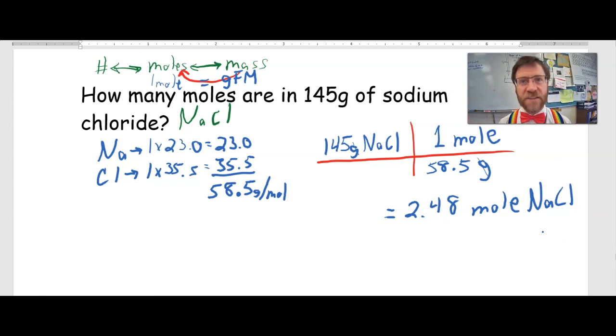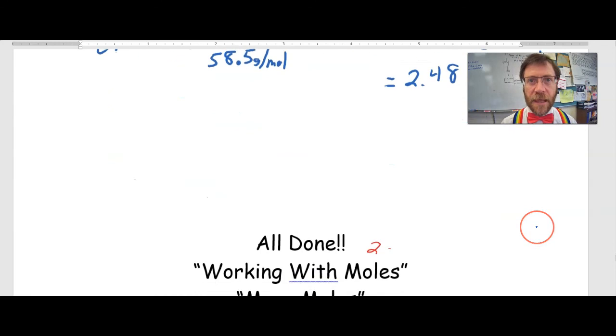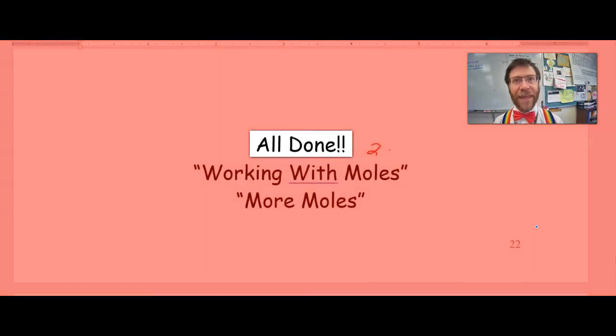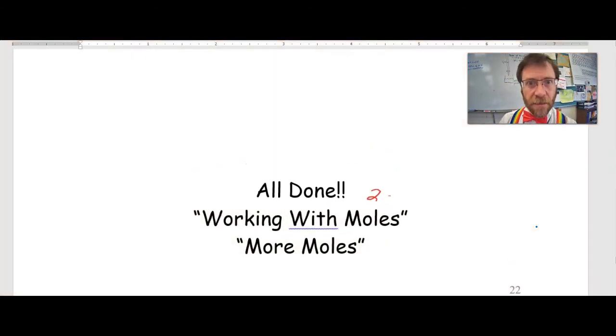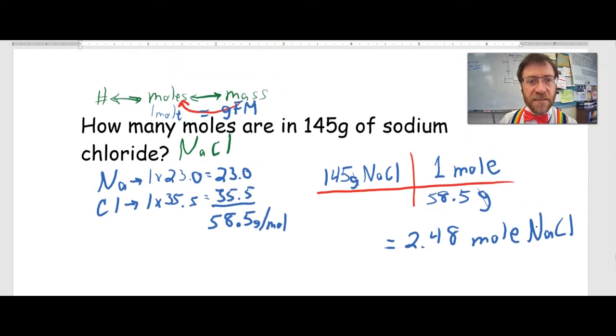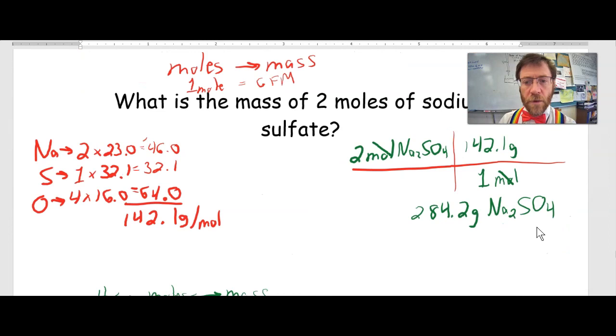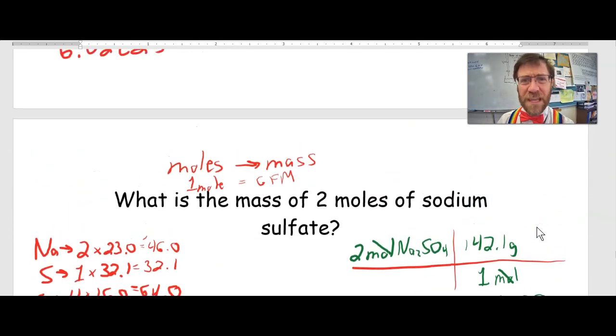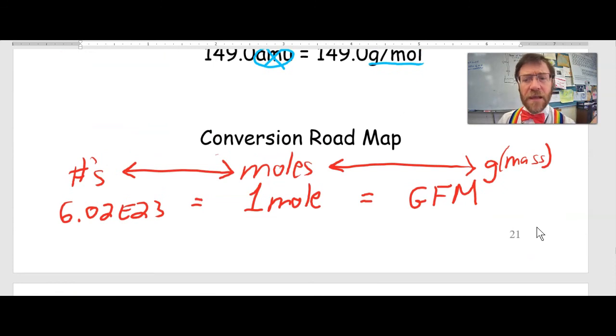It's as if this method works every single time. I'm telling you. Oh, hey, we're done. Oh, look at that. We're all done. Let's go back here and double check. We went from mass to moles, right? We went from moles to mass. Man, we can do it all, right? Because we have our conversion roadmap. This is how we're going to find our way through all these things.